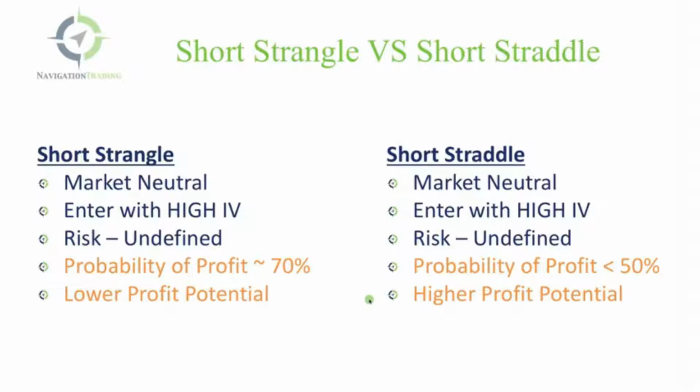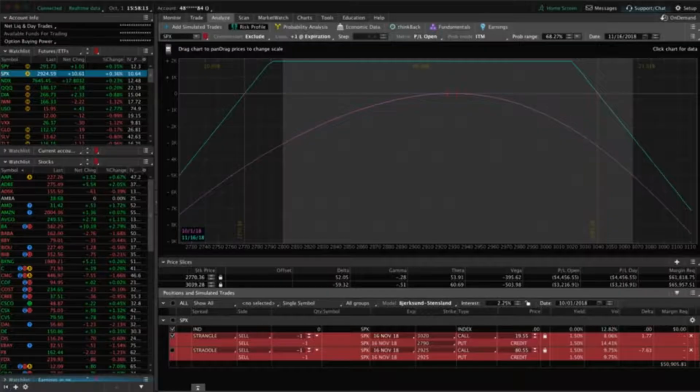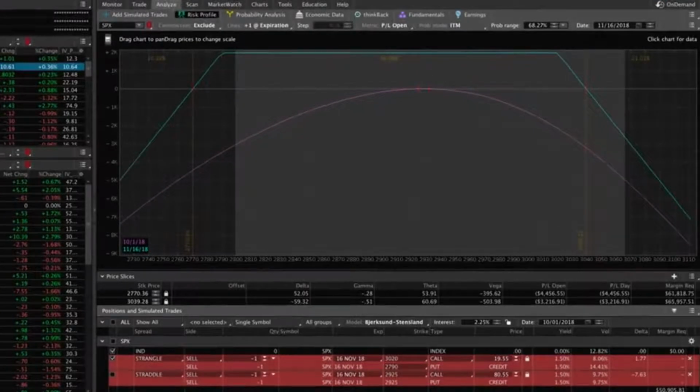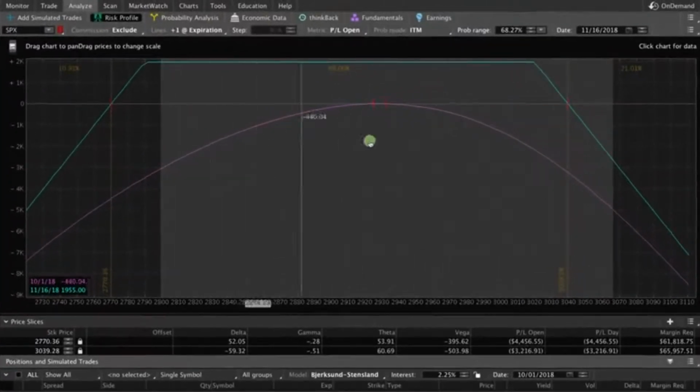Let's go to the trading platform and take a look at an example to make this all make sense. So we are on the TD Ameritrade Thinkorswim platform, and I have set up two theoretical positions on the Analyze tab. First, a strangle, second, a straddle, and the orders are colored red, indicating that they are short. We've checked the box for the short strangle, so you'll see the visual representation in the graph up above.